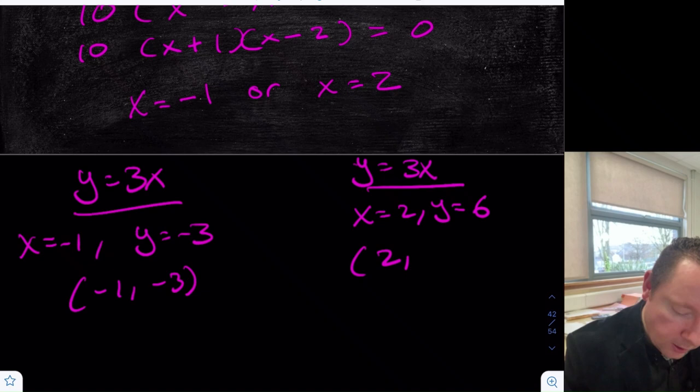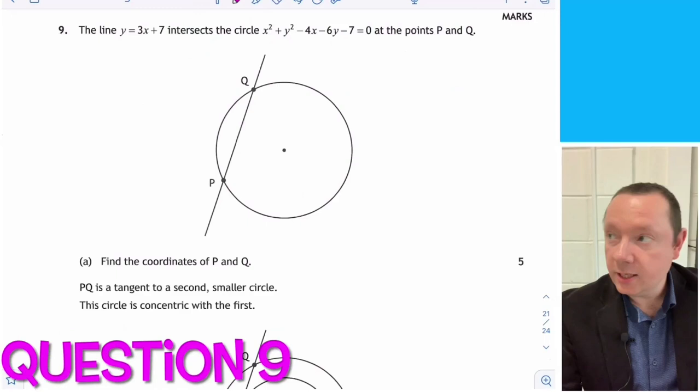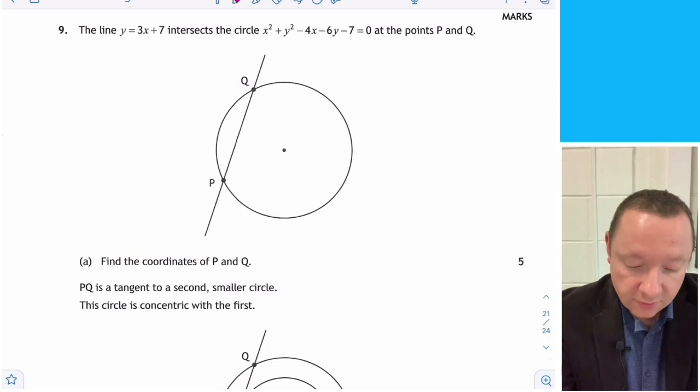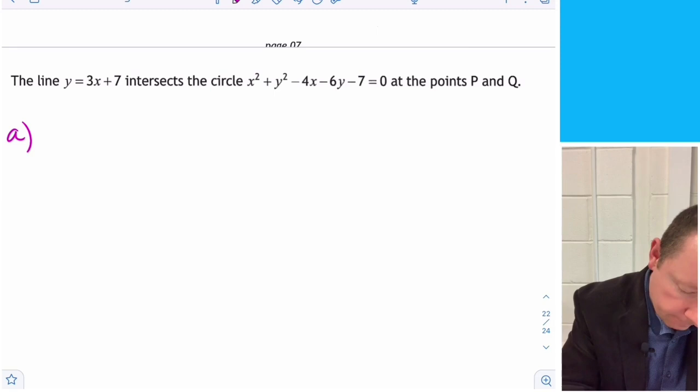And we're done there. The line y equals 3x plus 7 intersects the circle x squared plus y squared minus 4x minus 6y minus 7 equals 0 at the points P and Q. Find the coordinates of P and Q. So I need to substitute y equals 3x plus 7 into it because they intersect. So part A, try to find the points of intersection.